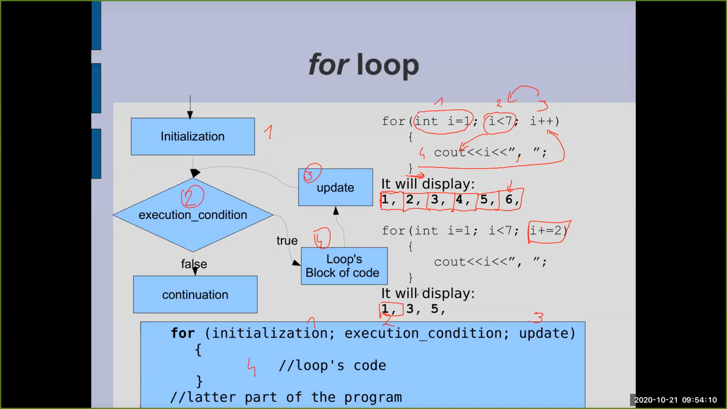Okay, so look here, the counter is incremented by 2. So when you update it, it's 3 and 5, and when it is 5 and it is incremented by 2, you get 7. So this condition, smaller than 7, is false, and the loop is terminated.